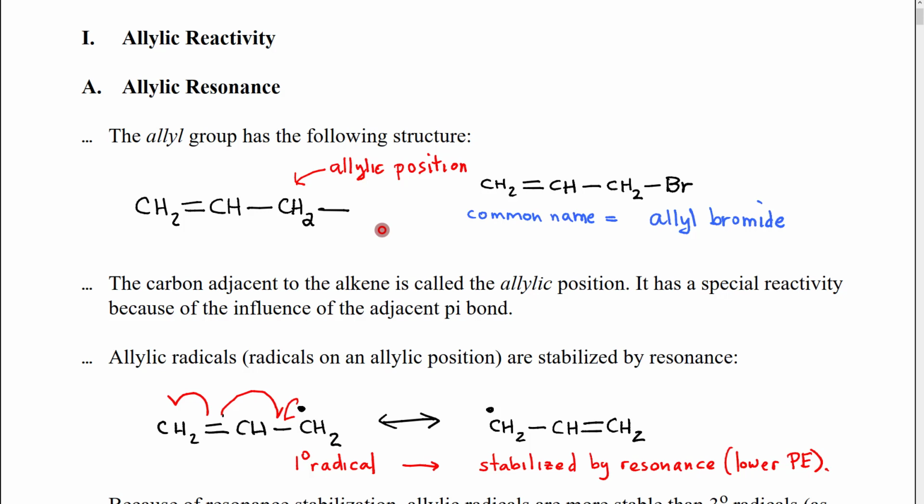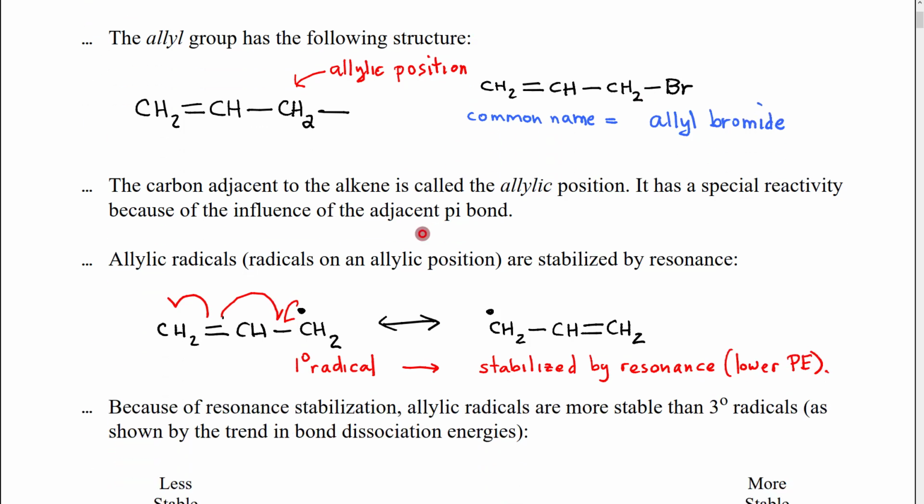Allyl is in itself a common naming group. So for example, if we look here, we have an allyl attached to a bromine. If we were to name this alkyl halide according to the common name, we would call this allyl, that's the name of the group, bromide. A carbon adjacent is called the allylic position, and it's given a special name because it has a special reactivity caused by its location adjacent to the pi bond.